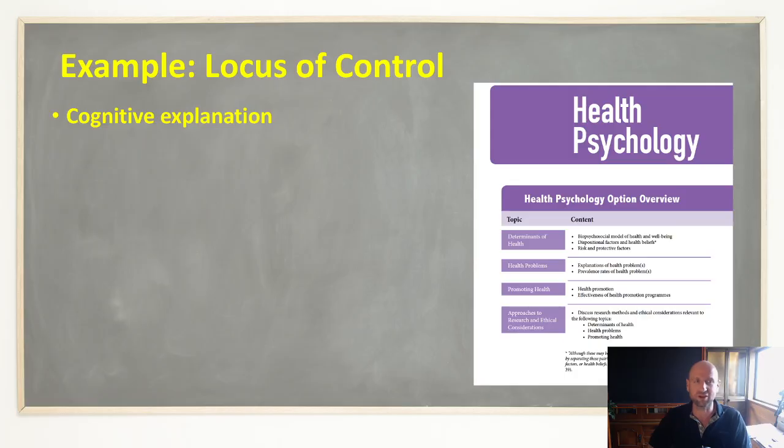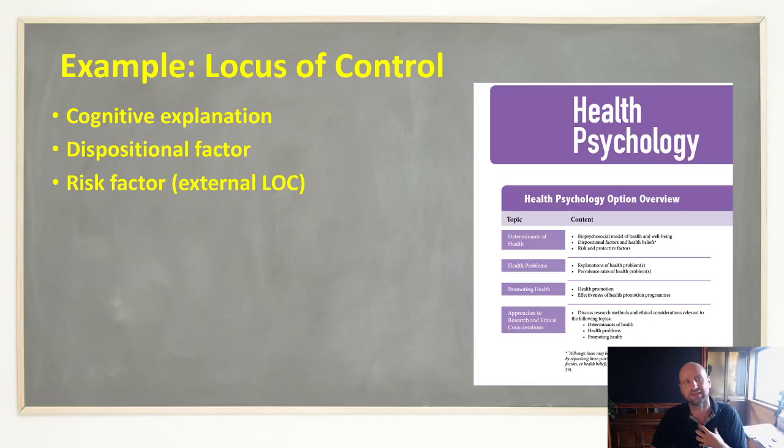Locus of control is a cognitive explanation. Really quickly, locus of control means: do you think things are within your control or beyond your control? This locus of control is a dispositional factor, right? It's your way of thinking. It's within your disposition, your personality. It's an internal factor. An external locus of control means you believe that your stress levels are entirely dictated by the world around you. That's a risk factor.